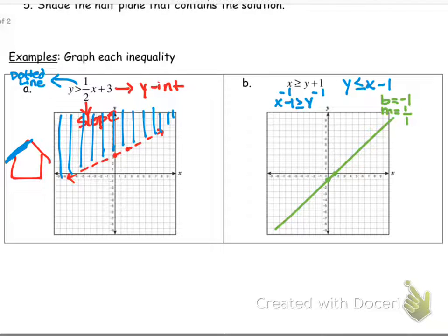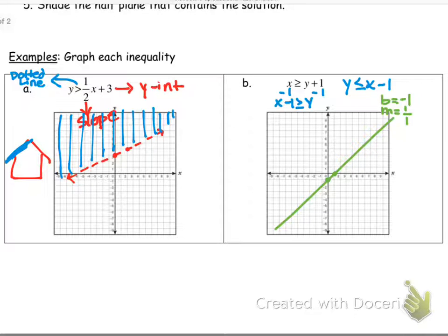There's the solid line. Again, it is solid because it is less than or equal to, and again, like before, we don't have open circles and closed circles, but instead of that, what we replace that with is dotted lines and solid lines. And so that's what we've got to take care of. Now, y is less than or equal to the expression x minus 1.